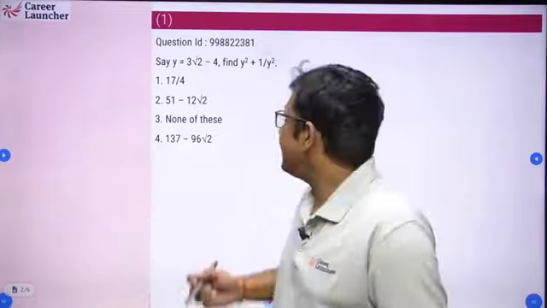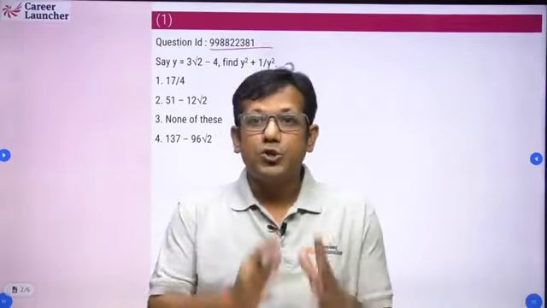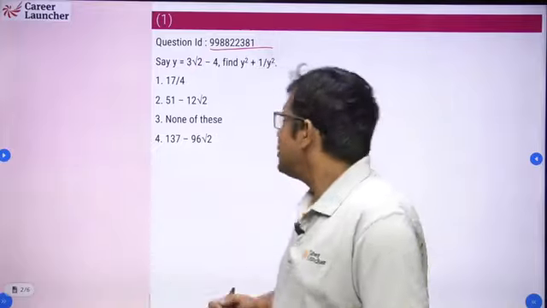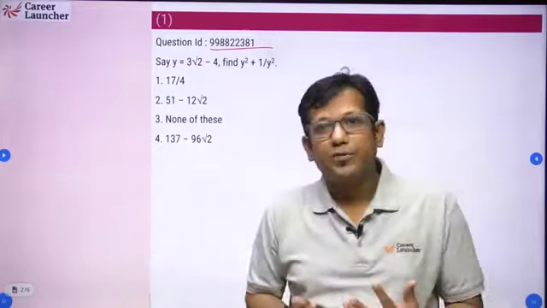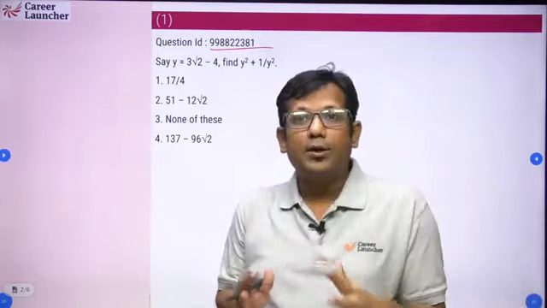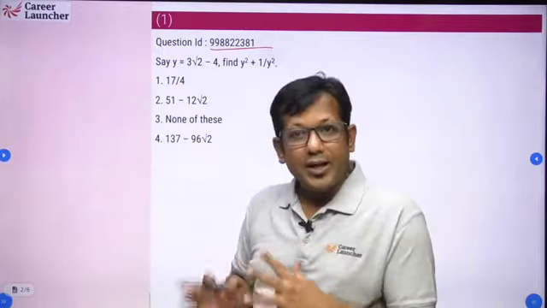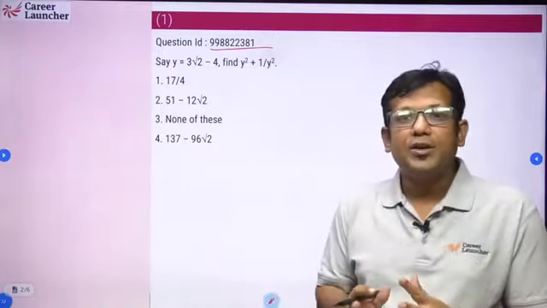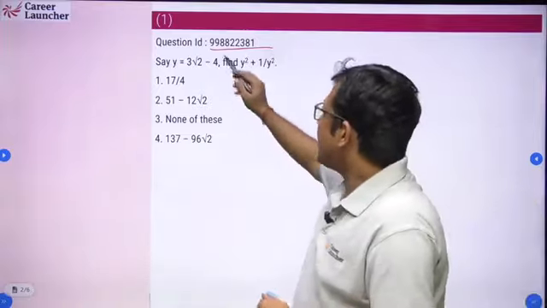So basically there are some question IDs given here, and you can check the questions with the help of the question ID. We are not going to discuss the actual solutions of the questions. We are going to discuss what the right answer can be, what answer they have given, and why that answer is wrong.